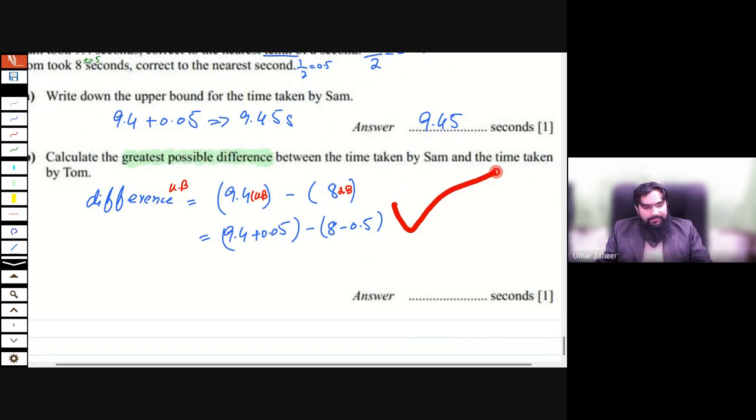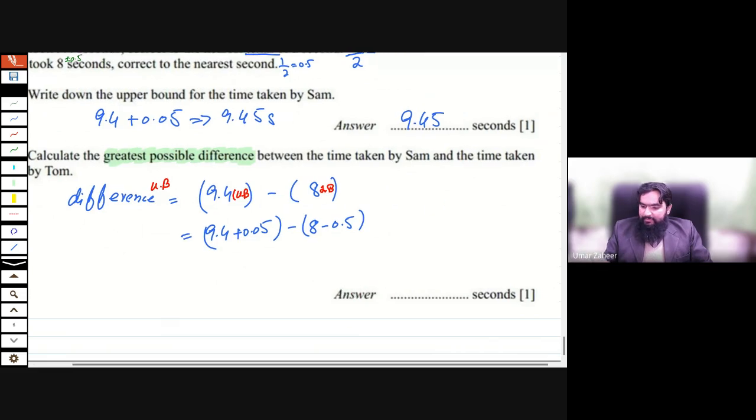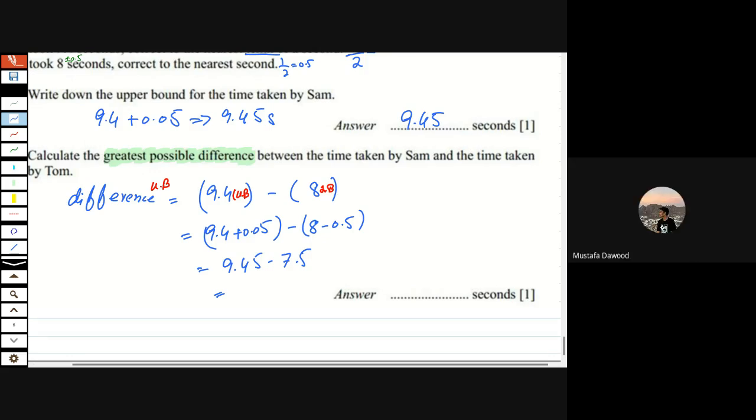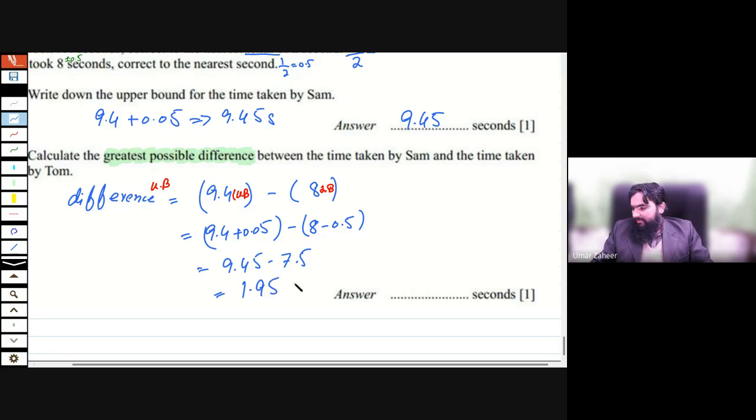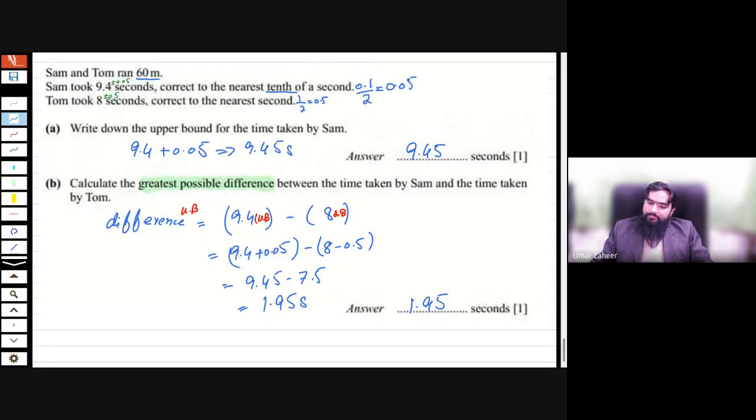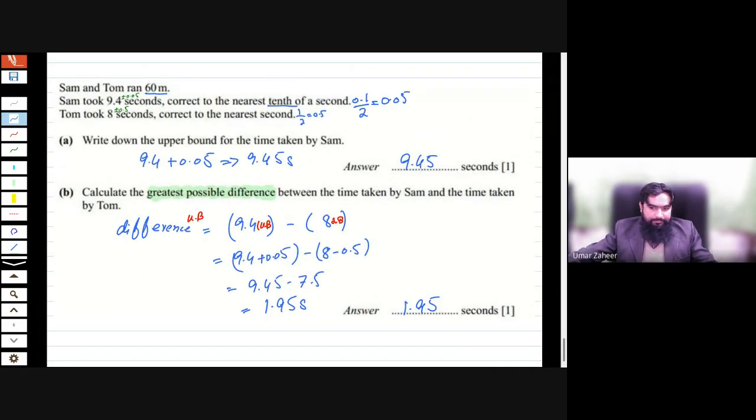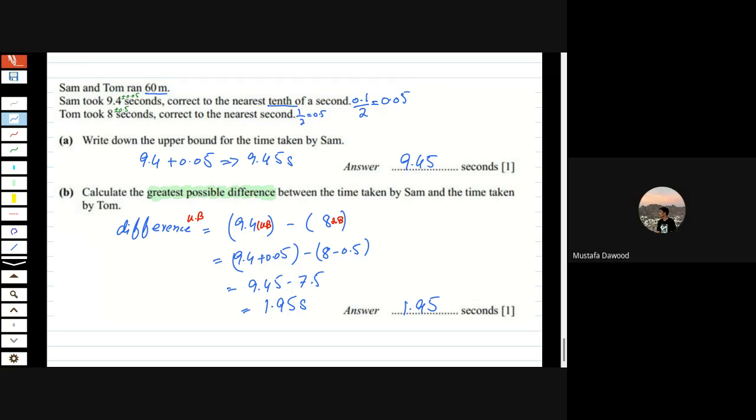Yes, this step is clear. 9.4 plus 0.05 and 8 minus 0.5. So it will be 9.45 minus 7.5. Please subtract the values. So 1.95 seconds. Yes, everyone, it is clear. Yes, sir. All right.